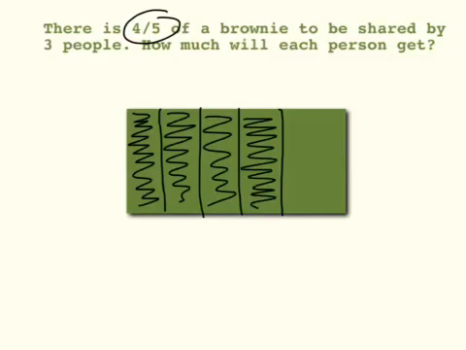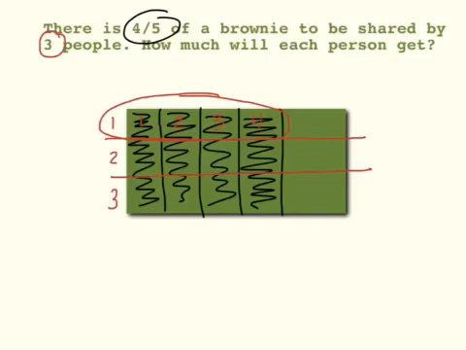Our second step is to look at our whole number, which is 3. So I am dividing this box into thirds since I'm sharing it with 3 people. So 1, 2, 3. And our final step is to look at how much one person, or what one serving would be. So one person has 1, 2, 3, 4 out of the total number of boxes, which is 15. So each person will get 4/15 of a brownie.